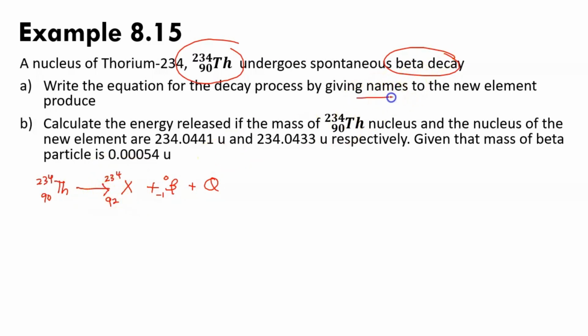So if you want to give names, we need to refer to the periodic table. Try to look at which element has nucleon number 234 and proton number 92. Then you will find the answer. For example, if you search for this element, then you will get the element is Pa-234, 92. Okay, yang ni sekadar latihan untuk kita kenal pasti elemen apakah itu berdasarkan periodic table. Okay, next question B.